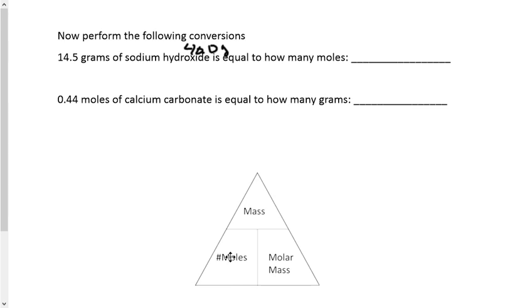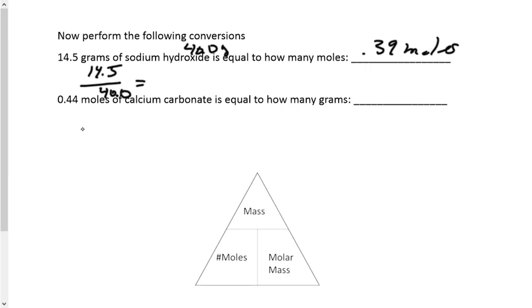Well, let's take a look. Moles, I cover over moles. What does the triangle say we should do? Take mass and divide it by molar mass. That's what we should do, just like you would do for atoms. Well, the mass is 14.5 grams. I'm going to divide that by the molar mass of 40.0. That is going to give us moles of 0.39 moles. And that's how that works.